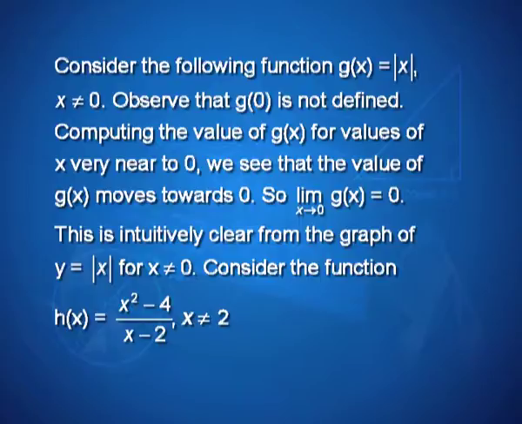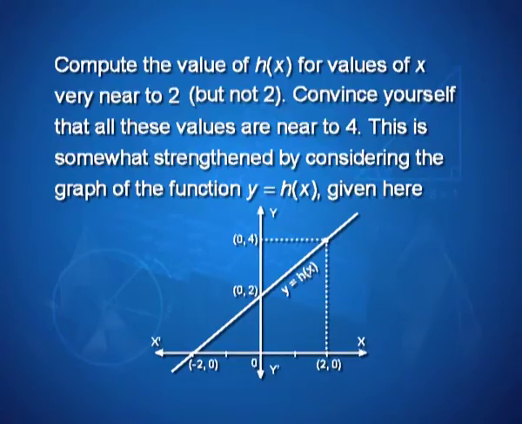Let us consider another function, h of x is equal to x square minus 4 upon x minus 2, where x is not equal to 2. Compute the value of h of x for values of x very near to 2, but not 2. Convince yourself that all these values are near to 4. This is somewhat strengthened by considering the graph of the function y is equal to h of x given here. You can find the points (2, 0) and (0, 2) and (0, 4) on the graph y is equal to h of x.